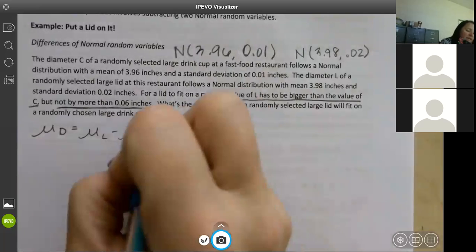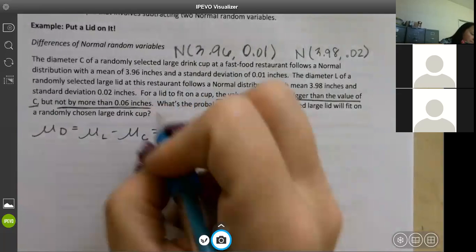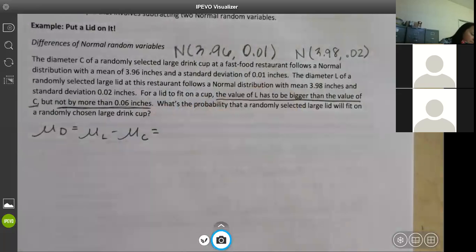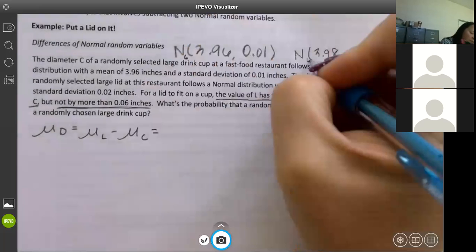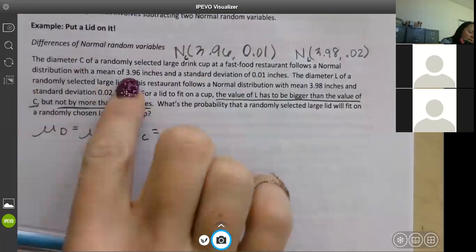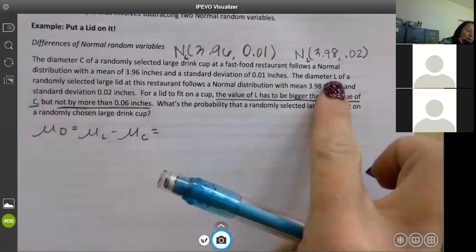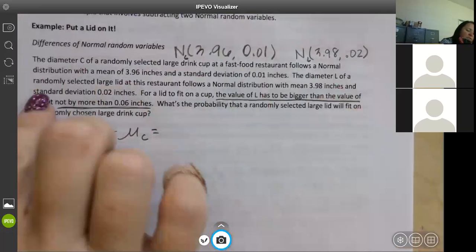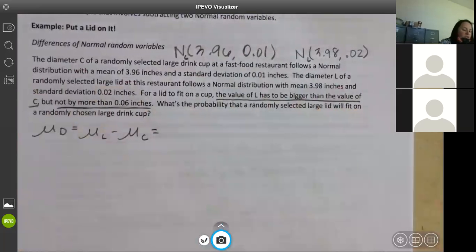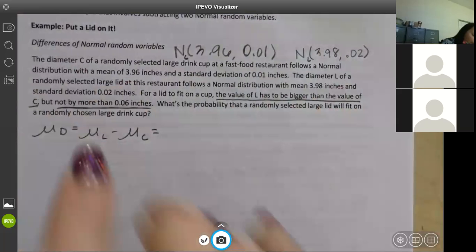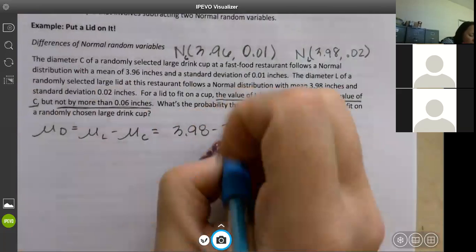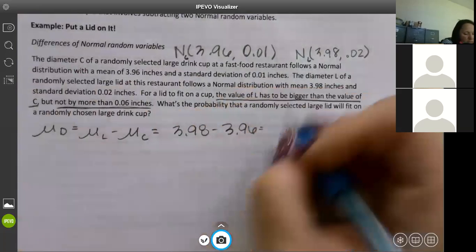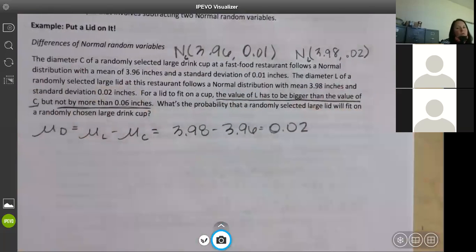So what was your mean of your lid? This was cup. This was lid. So the diameter of the cup follows a normal 3.96, 0.01. The diameter L of a selected lid follows a normal distribution of 3.98, 0.02. So which one's your lid? 3.98. We want to subtract 3.96, which gives us a difference of 0.02. This is what we're going to use in our probability, our normal CDF.